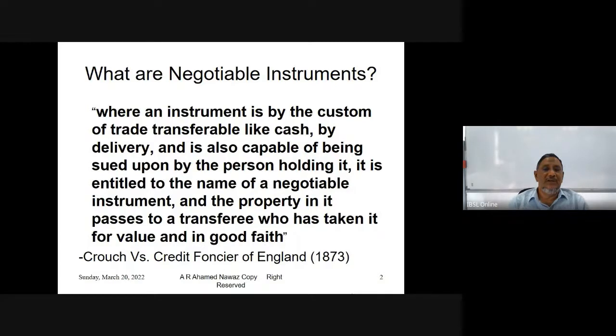What is a negotiable instrument? Where an instrument is by custom and trade transferable like cash. So negotiable instruments are like cash. It is transferable without any difficulty, without any obstacles. And by delivery, the transferee gets the value and takes it in good faith. And also, it can be sued upon by the person who is holding it. The person who is holding it can file action in the case of a default, against any persons who have negotiated it previously or straight away against the drawer. Right? So this is the quality where negotiable instruments are concerned.